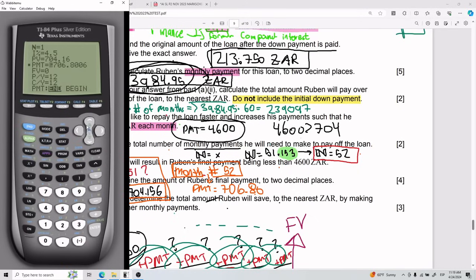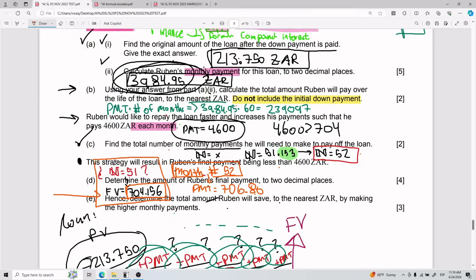Here it gave it to me negative because I forgot to put a negative PV over here. So technically, if I go back to how I was always doing it, our good friend Ruben still owes negative 704.16. So you find the PMT from here. That makes a little bit more sense. See? So apologies for that. I forgot to put a negative PV. Why negative? Because we're talking about a loan. So that is that.